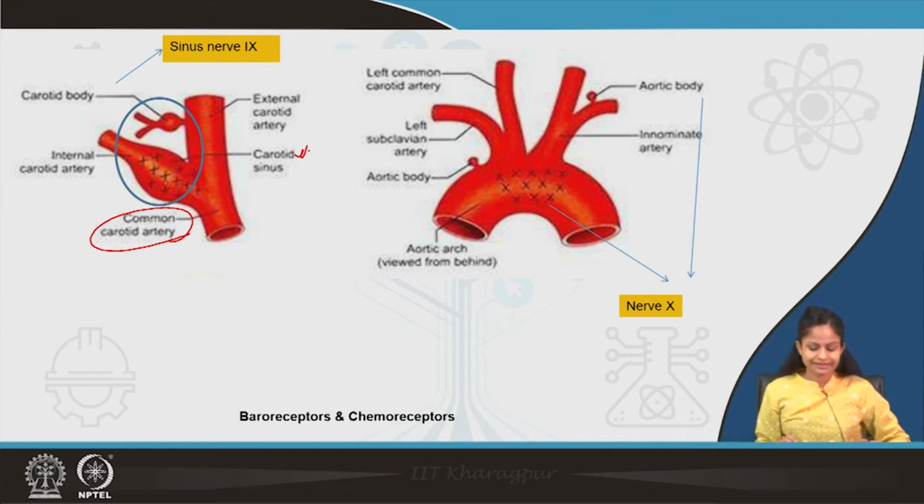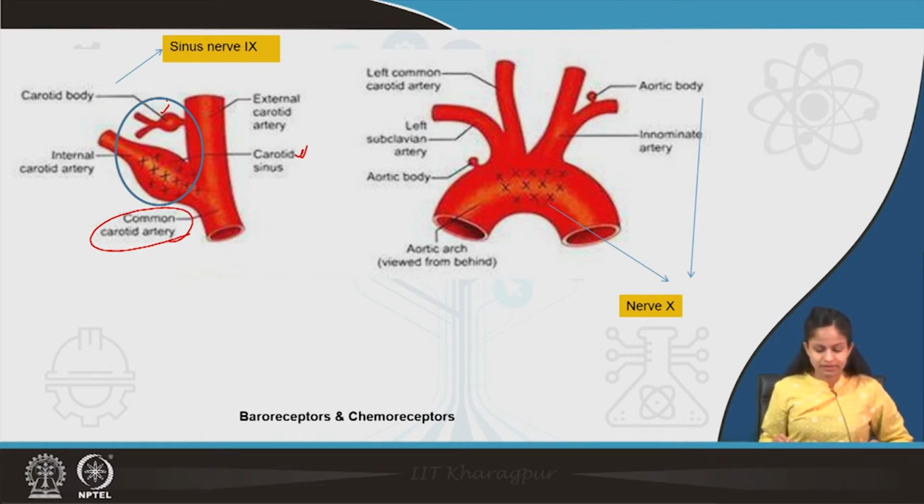And the carotid sinus, consisting of a group of cells, means it will consist of nerve endings. Another body is present in between the external carotid artery and the internal carotid artery mainly, that is the carotid body. Carotid body is a chemoreceptor, carotid sinus is the baroreceptor.